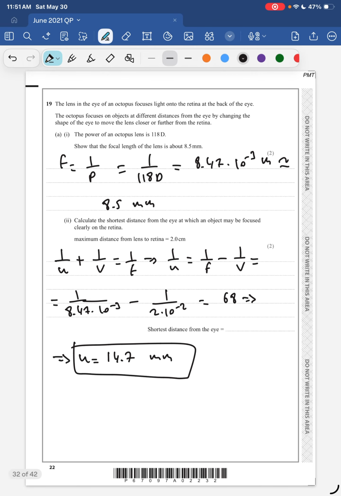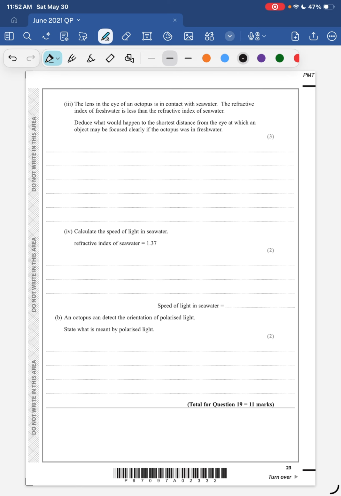Okay, let's move on. Okay, part 3 is a conceptual question. I mean, we have to write down the answer. It's not a calculation problem. So the lens in the eye of an octopus is in contact with seawater. The refractive index of fresh water is less than the refractive index of seawater. Deduce what will happen to the shortest distance from the eye at which an object may be focused clearly if the octopus was in fresh water.